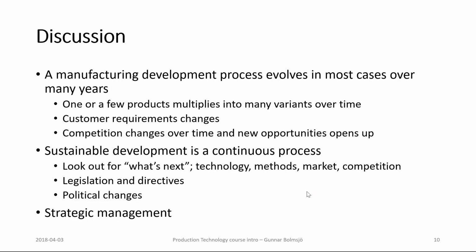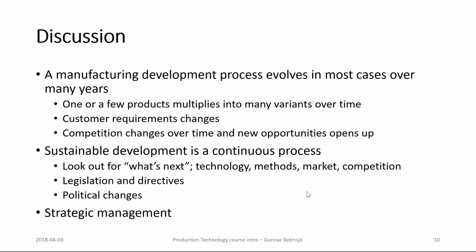So just concluding the discussion, a manufacturing development process evolves in most cases over many, many years. So one or a few products multiply into many variants over time, and customer requirements change, and competition changes over time, and new opportunities open up. And sustainable development is a continuous process.